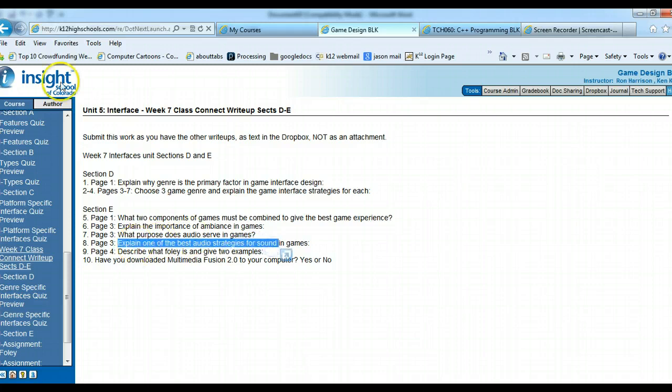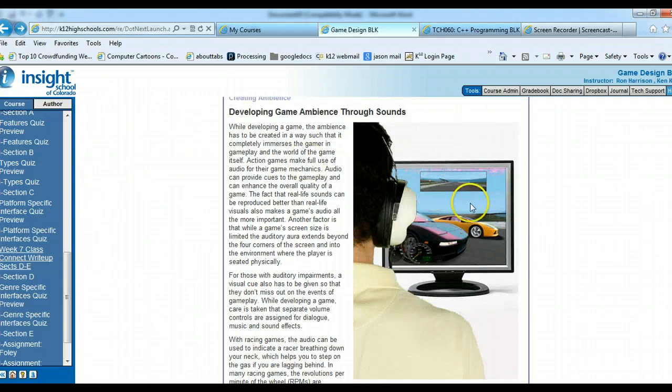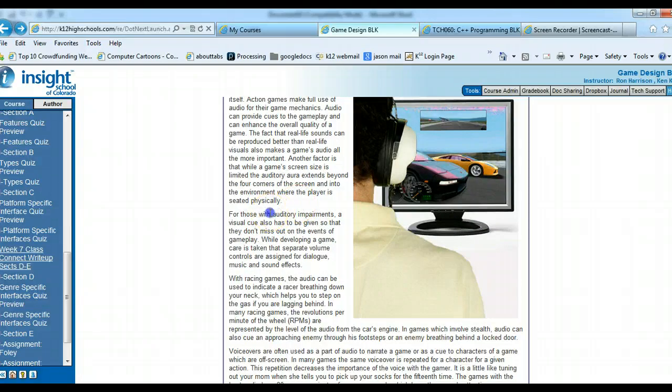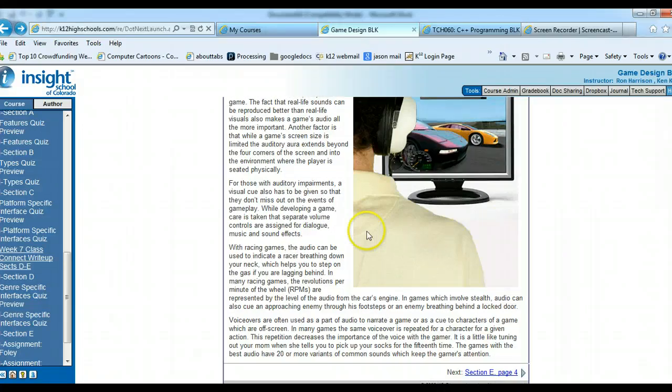Explain one of the best audio strategies for sounds in games. So this talks all about sound. Like people that have auditory impairment or can't hear very well, then there have to be visual cues so they don't miss out on different parts of the game. You could also design a game with different volume controls for the dialogue, for the music, and the sound effects. Wouldn't that be cool? So you could adjust those. That would be really interesting. Of course, as an example, like in a racing game, the audio would go up higher as the person is getting closer to you. That might be kind of neat. So there are different things like that.